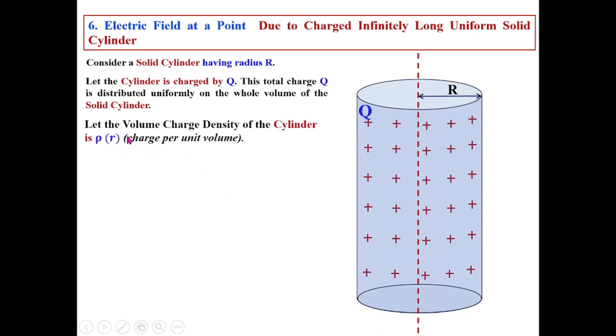Now let us consider the volume charge density of the solid cylinder is rho(r), and this r is the argument of the function rho. Do not be confused that this is a multiplication with rho. This is rho, a function of distance r. This rho is called the volume charge density, that means charge per unit volume.